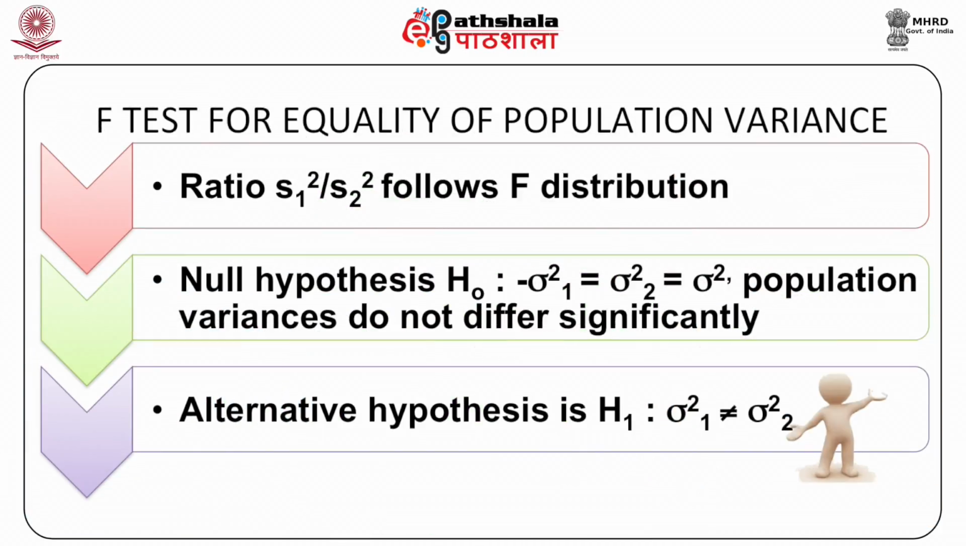Here the ratio S1 squared by S2 squared follows an F distribution. The null hypothesis is set as H0: sigma 1 squared is equal to sigma 2 squared is equal to sigma squared, that is, the populations do not differ significantly. The alternative hypothesis H1 is sigma 1 squared is not equal to sigma 2 squared.